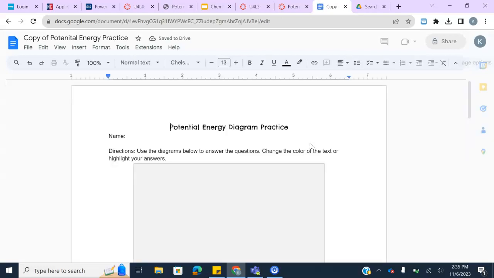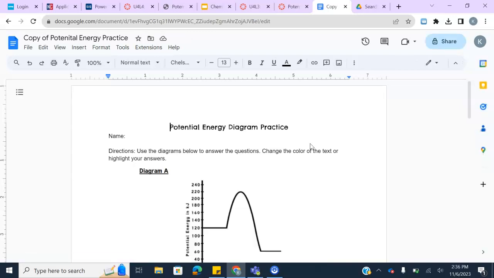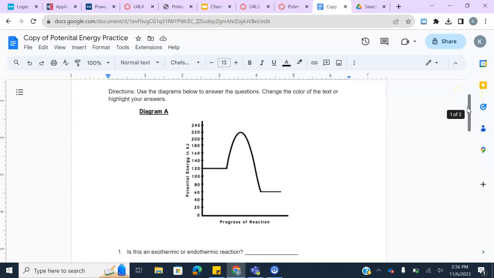Also, if you haven't done your notes for this lesson, you want to make sure those are done, because if they're not, a lot of what I'm saying is going to be like Greek to you and you're not going to understand the terminology. So just make sure your notes are done and in front of you before attempting this assignment. Okay, so what we're looking at here are potential energy diagrams.